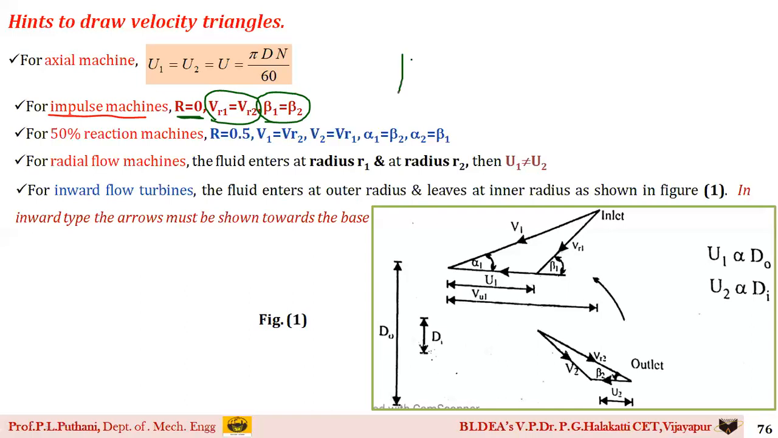So always keep in mind, whenever an impulse machine is given in the problem, it means that the R value is equal to 0. The next important thing is that the relative velocity at the inlet and the relative velocity at the outlet are equal to one another. Also, the blade angle or the rotor angle, that is beta 1 is equal to beta 2. This is the condition you need to remember.